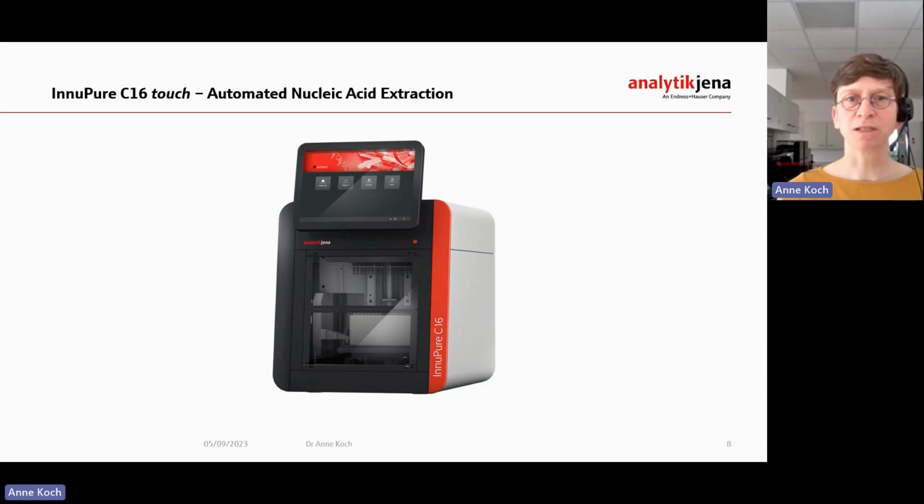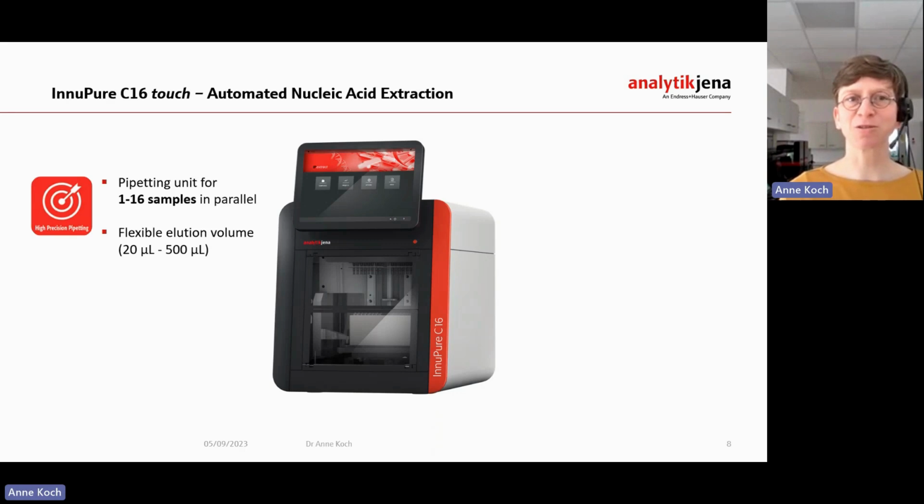The InnoPure has quite a few nice features that I want to point out just to show what the benefits are for you if you're using this device. So you're very flexible with the amount of samples, so you don't have to process 16, of course, in parallel, depending on how high your demand is. Here you can choose any number between 1 and 16 to process with the device.